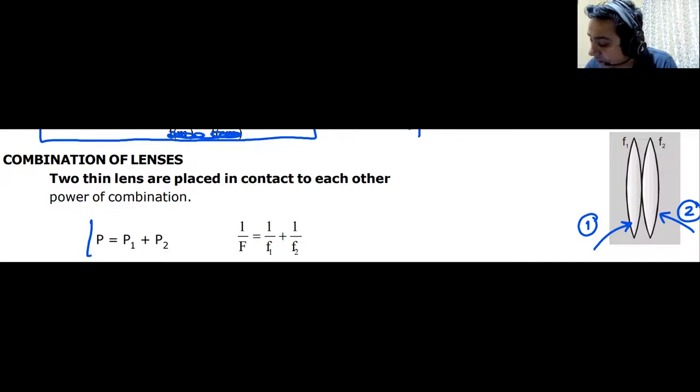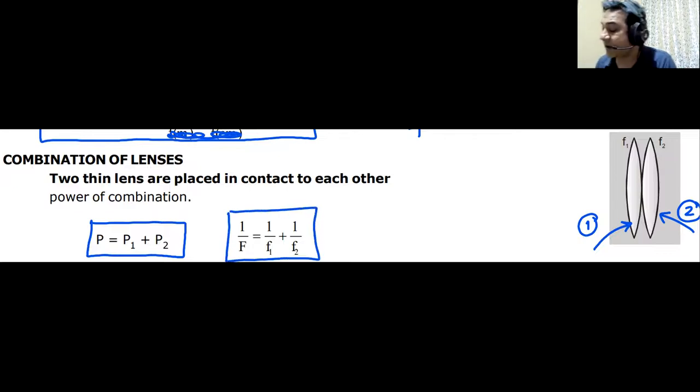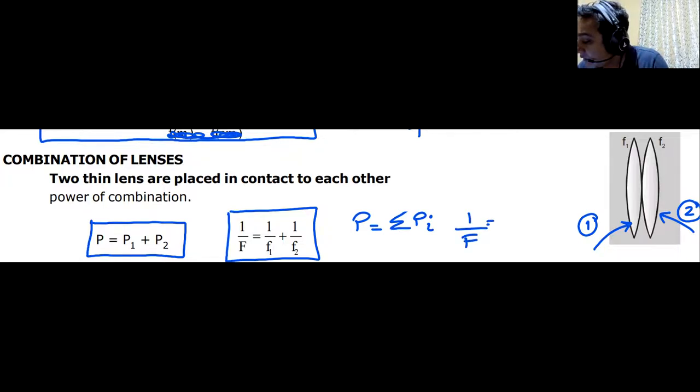The power of that arrangement will be P1 plus P2. Here it is only two lenses, so it is P1 plus P2. Or the focal length of the combination will be 1 by F equal to 1 by F1 plus 1 by F2. Or I can write it like this. For a number of lenses, the power of the combination will be the summation of Pi. The focal length, 1 by F, will be the summation of 1 by Fi. Do we understand this?